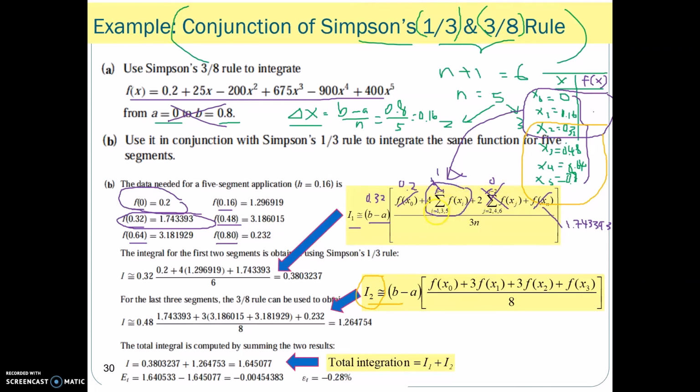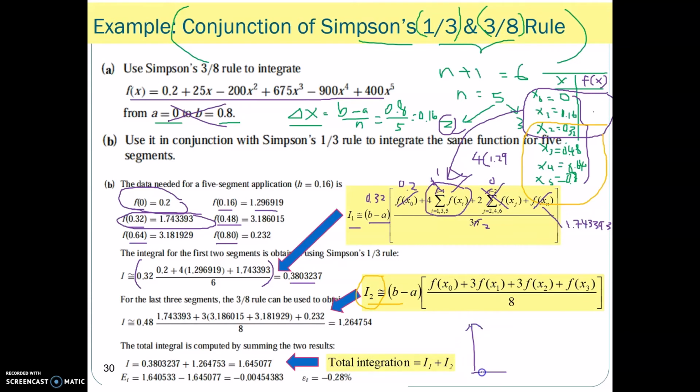So substitute i equal to 1 inside, you obtain the f(x1). So f(x1) is equal to 1.29. Substitute here, you obtain 4 multiplied by 1.29. For these 3 points, you have 2 segments, so n is equal to 2. Substitute inside, you obtain 6 at the bottom. So you should obtain this parameter in this formula. After you perform the calculation, you should get the integration for the first 2 segments here.